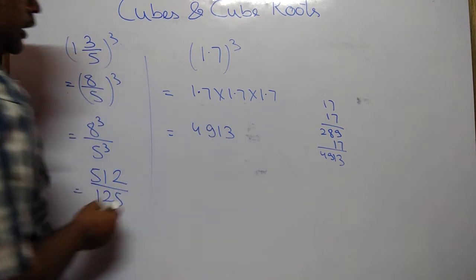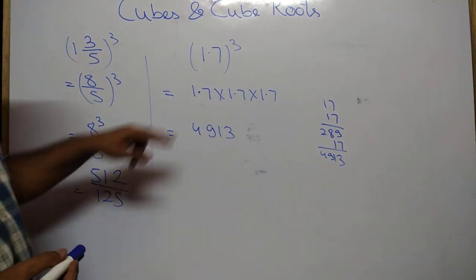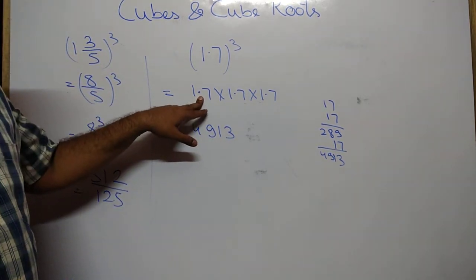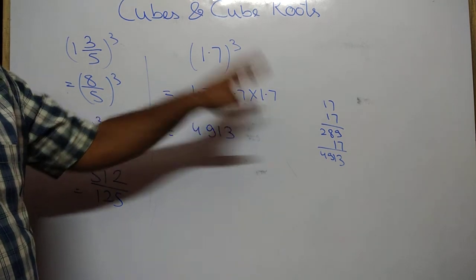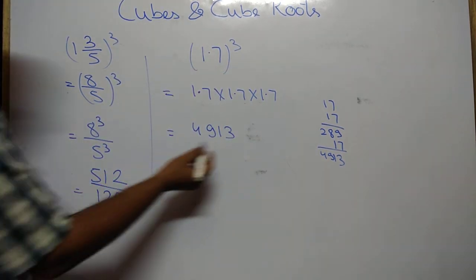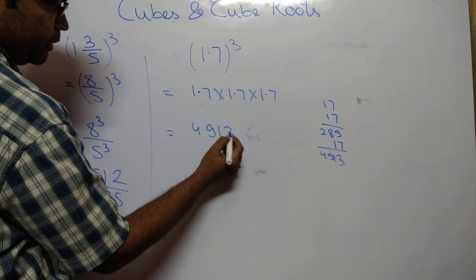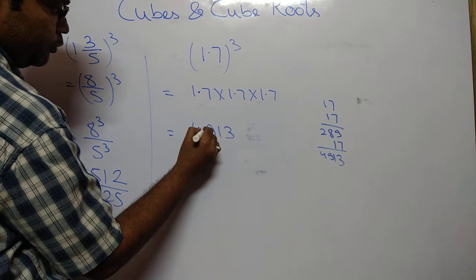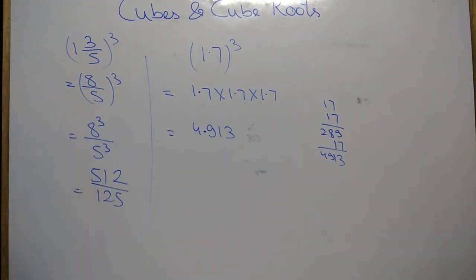Now we write down 4913. Now we are going to discuss the use of the decimal. See, after the decimal there is one digit, so in total 3 digits are there. So we can count from the left-hand side, 1, 2, 3. It's 4.913. This is the cube of 1.7. Hope this is clear to you. Move to the next question.